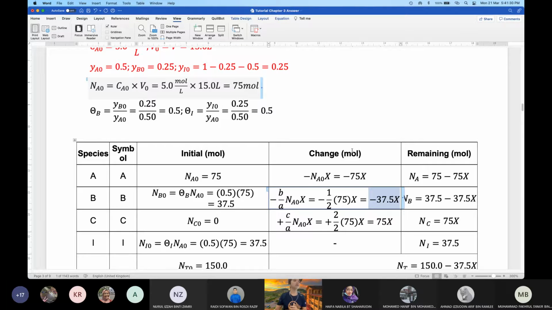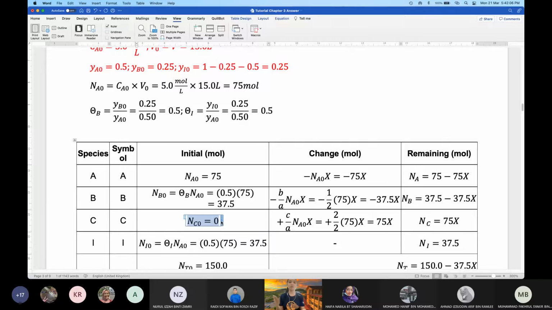So done on the change, you go to the remaining, senang sajalah, kamu copy sahaja initial 37.5, combine with your change minus 37.5x, you get your remaining for B. So now kamu dah tahu, you already know how much B are left after the reaction has taken place. Done. You go to C. Okay, so C, product. C is a product, right? So of course, initially, as C is a product, we will not have initial moles of C because C is not formed yet. So NC0 is 0.